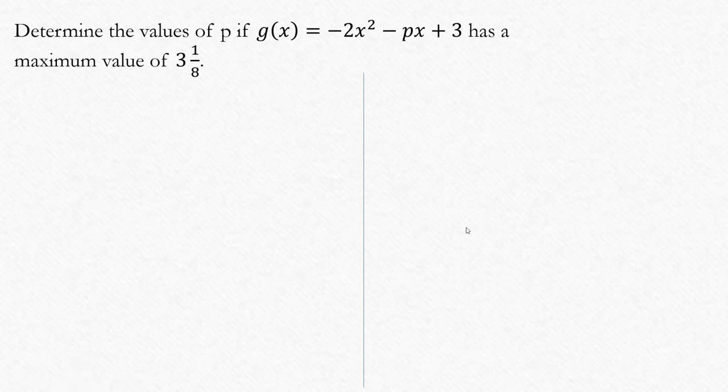Let's do this question together. Determine the values of p if g of x is equal to negative 2x squared minus px plus 3 has a maximum value of 3 and 1 over 8. So now it means this graph is concave down. It has a maximum value.